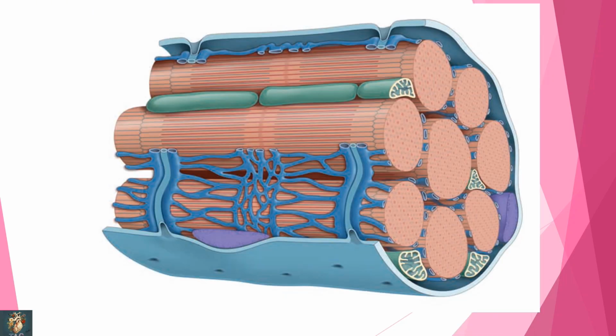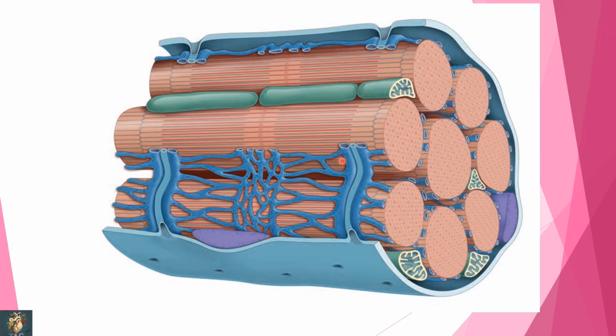So again, very important here: these are the sarcoplasmic reticulum, this is the network of the sarcoplasmic reticulum, and at the junction of the lighter and the darker band you can see a structure called the triad. Here the sarcoplasmic reticulum is dilated to form the terminal cisternae.